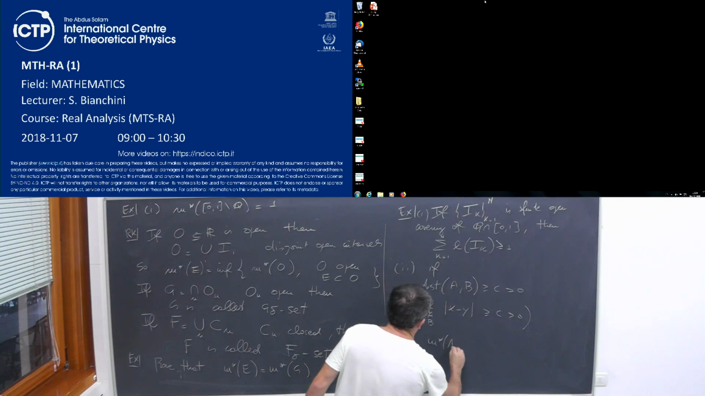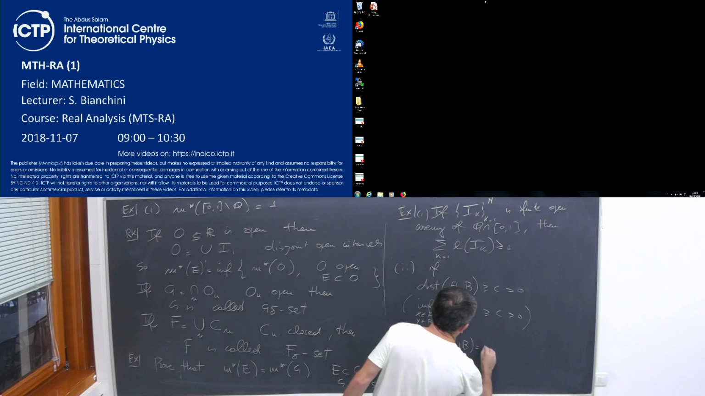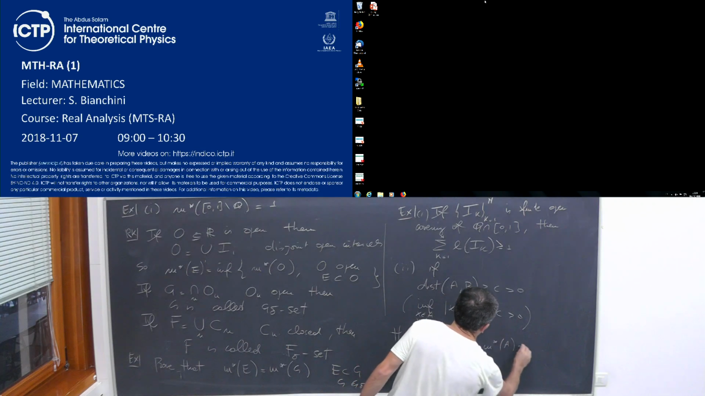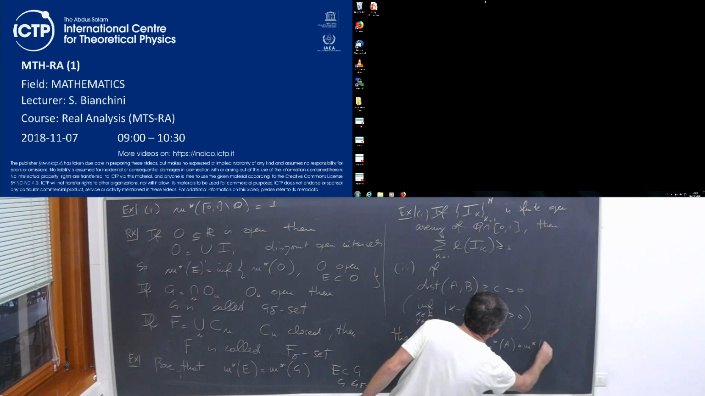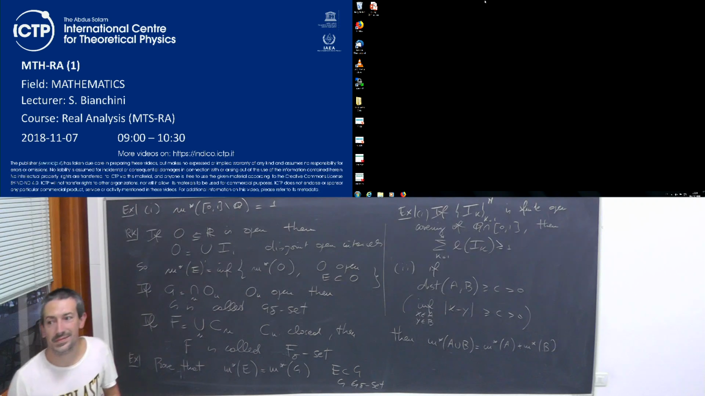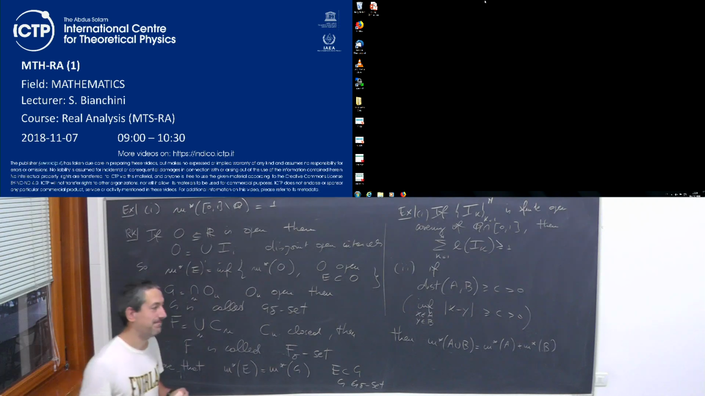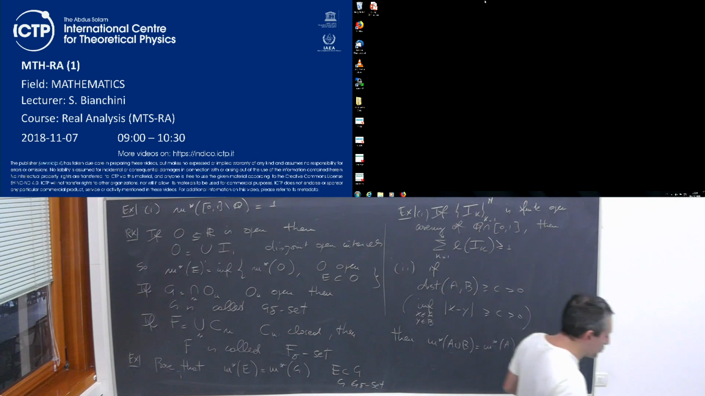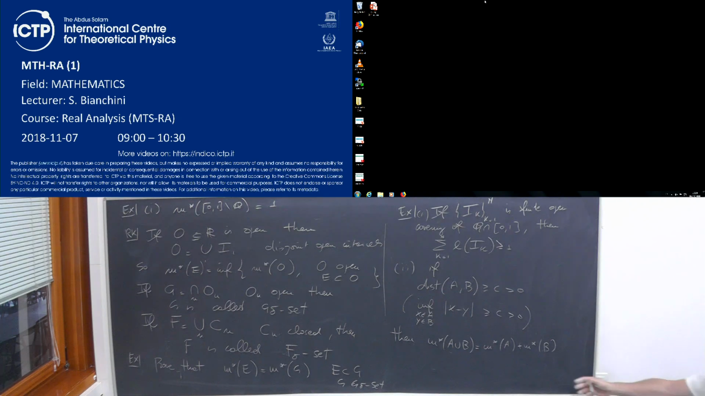Then m star of A. Well, we know the inequality; the other is just that you can build, from one covering here, two smaller coverings from the other. It's the same as saying they don't have intersection? Is it the same as saying they don't have intersection?